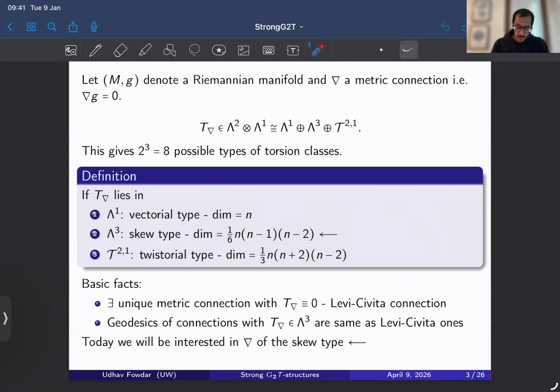On the other hand, if you're interested in connections whose torsion is of twistorial type, then you will have to impose that the other components vanish. But this is typically an underdetermined system. So typically in practice, there are infinitely many connections of twistorial type, so there's no canonical connection in this sort of problem. Whereas the skew type turns out to be the sweet spot, where it has enough freedom, but at the same time it's not too constrained.